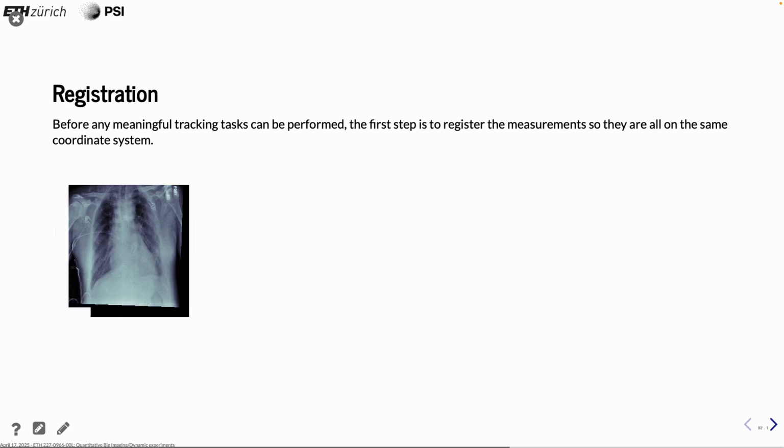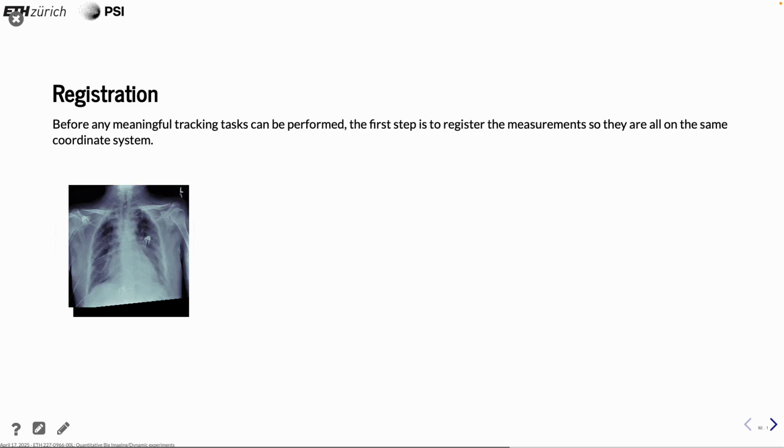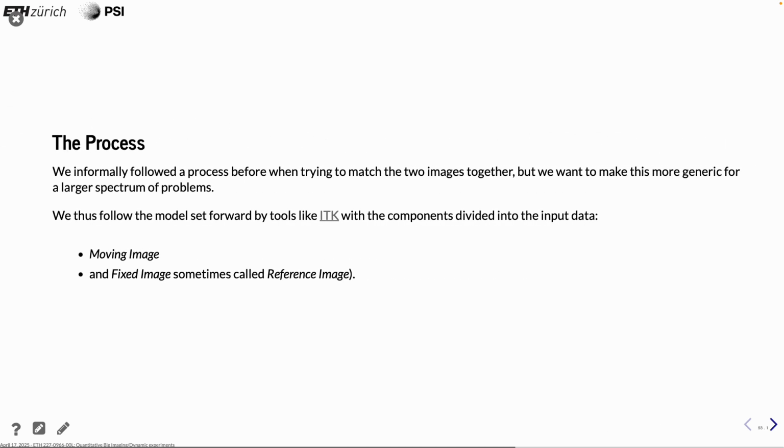But still, we want to put these images on top of each other in order to be able to compare if there was an improvement from the treatment. So for that, we need to align them and put them on the same frame. And what we need is some kind of metric. We already talked about the mean squared error, for example. And the task of registration is that you have two images and you want to bring them together somehow.